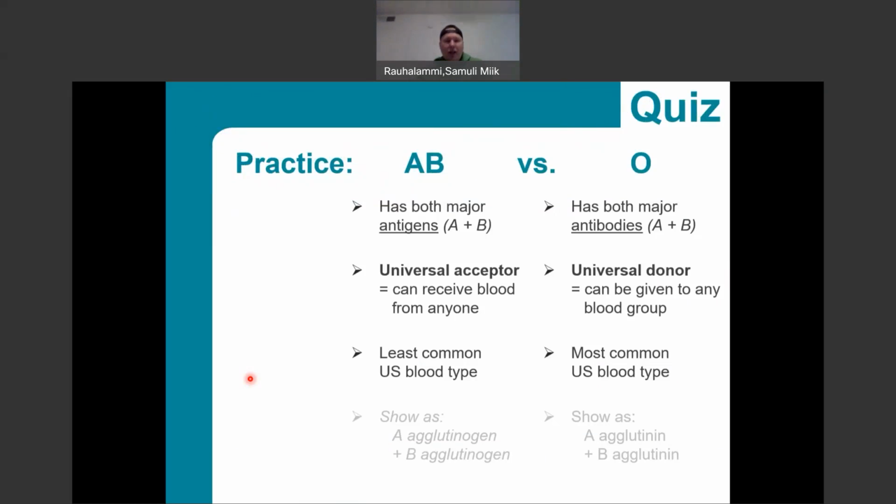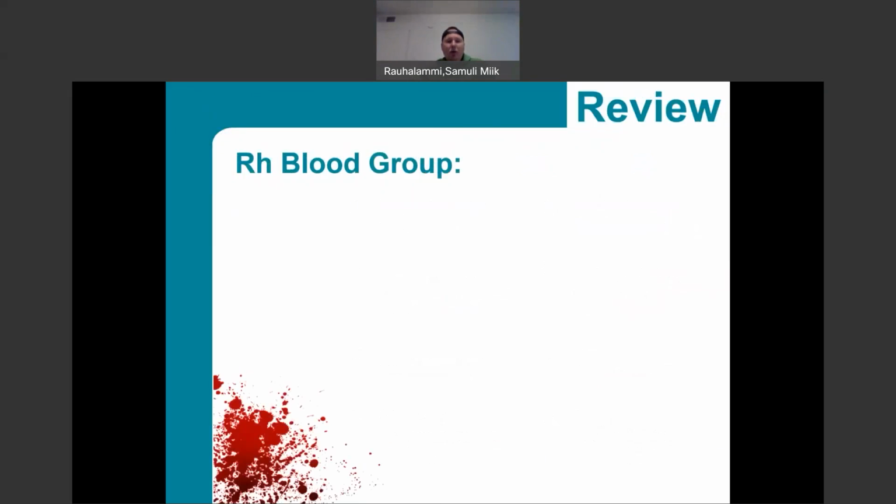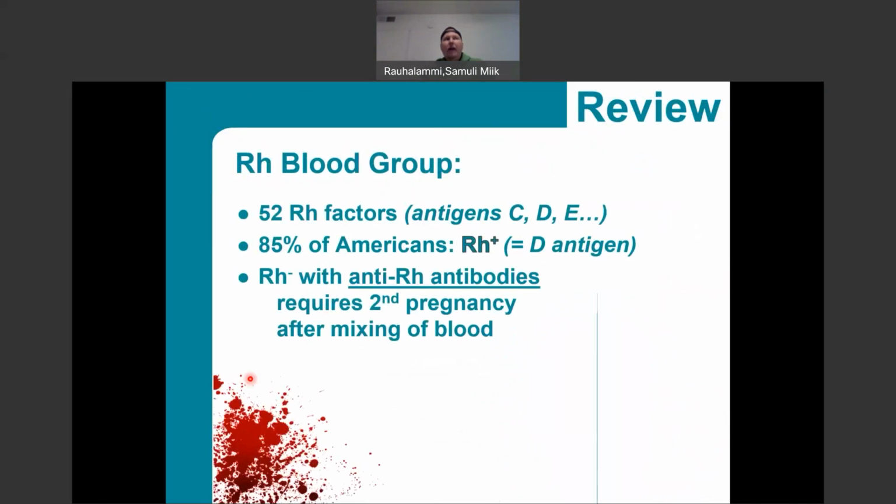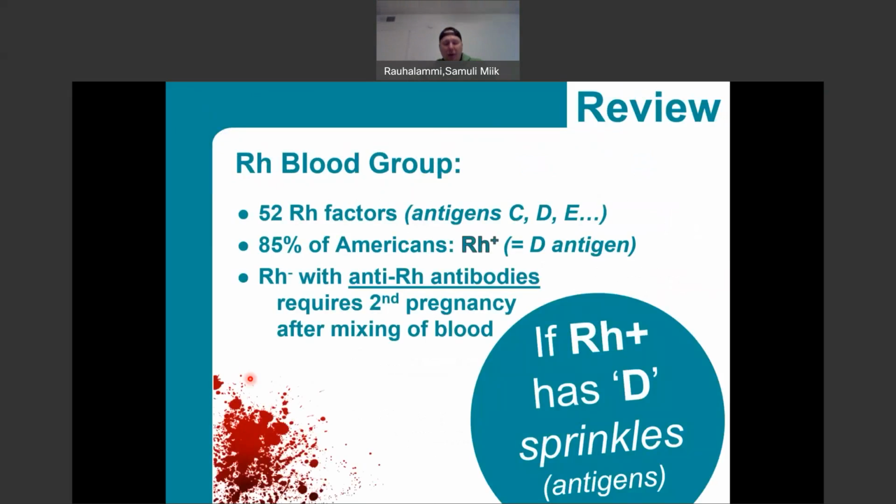And having said all that, we've covered the most important things about the ABO system, and we just need to add one level of complexity to this discussion: whether you're Rh positive or Rh negative. And there are many Rh factors. The most common ones are C, D, and E. And it actually turns out that about 85% of Americans carry the D antigen on their red blood cell surface. And that means that they are Rh positive.